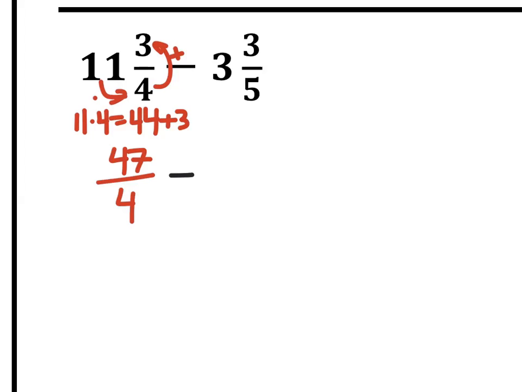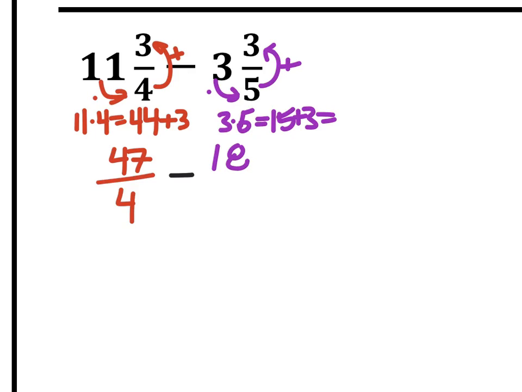And yes, we are subtracting the 3 3/5. So again, another cycle method on this one. 3 times 5 is going to be 15. And then I'll add the 3 there to make this 18. So that would be 18/5.